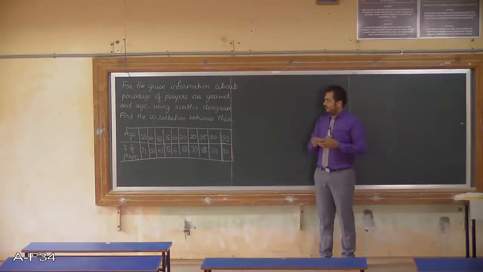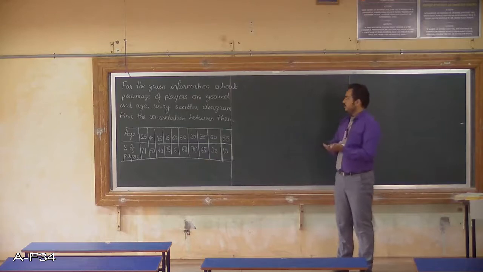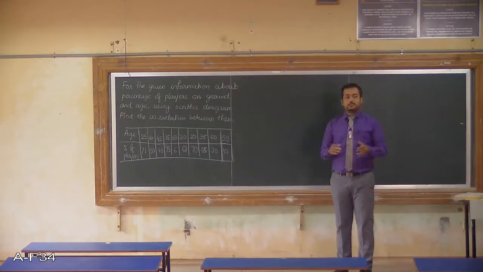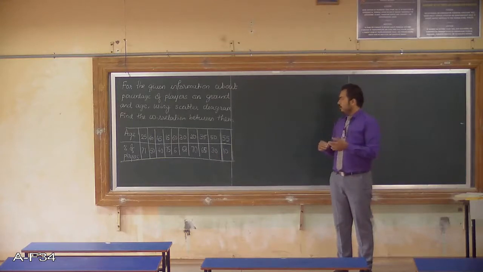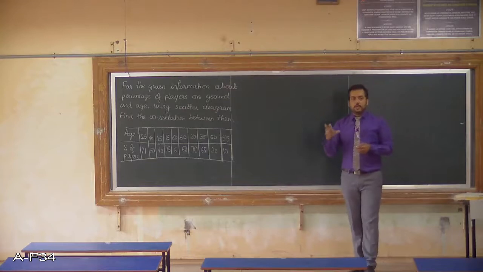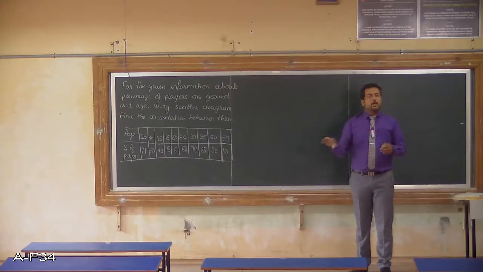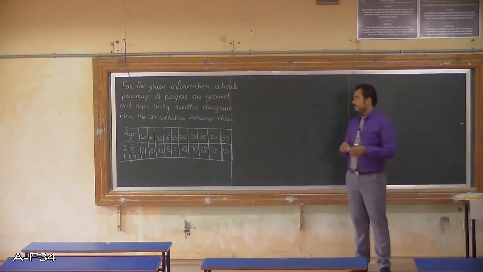Welcome back. So the example is here. There are two variables. The information is given about the percentage of players on ground and their age. So for one particular age, say 10 years, among all the 10-year-old kids, what is the percentage of kids who play on ground? I mean the physical activity.